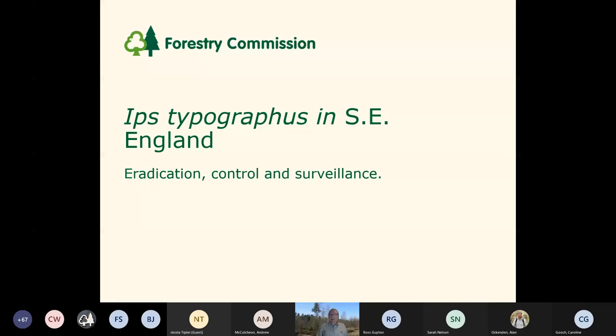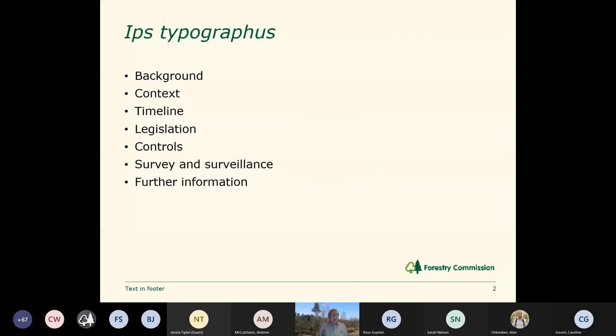And I'm going to try and give an overview of a bit of background to the pest, the control, and touch on surveillance and the eradication work we've been dealing with for the last couple of years. So this is really a catch-all. A lot of these points tend to blend into each other. It's a huge subject, and I'm trying to pick out the very salient points, both in terms of the background and then our actions.